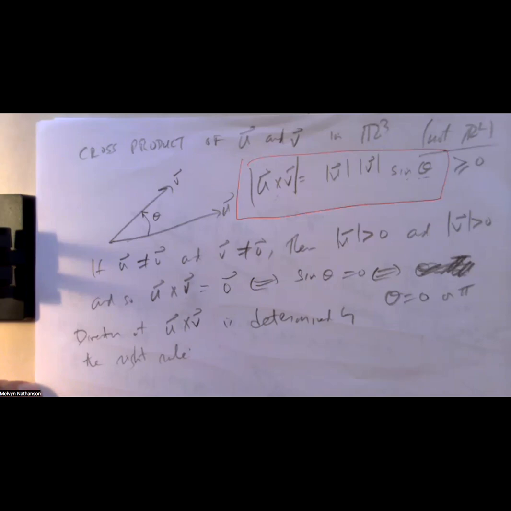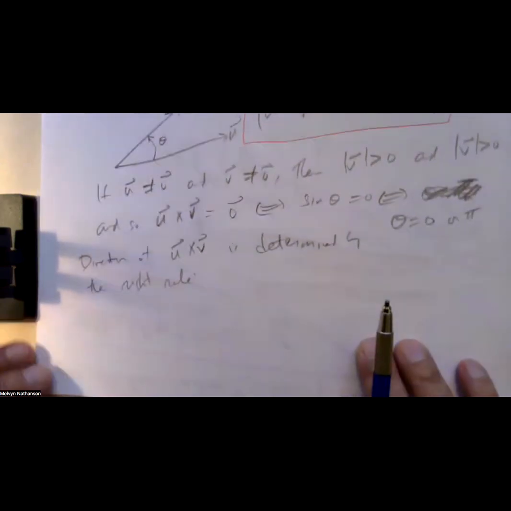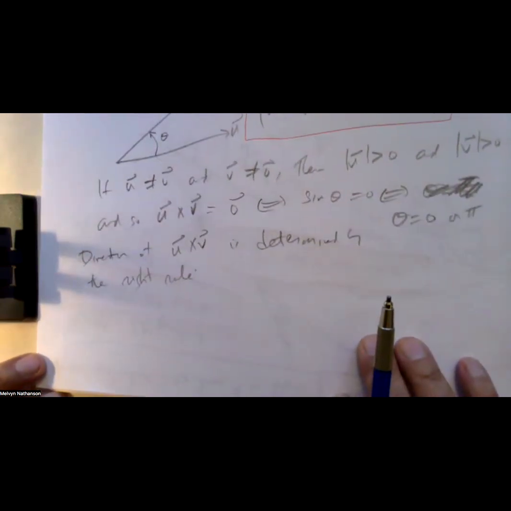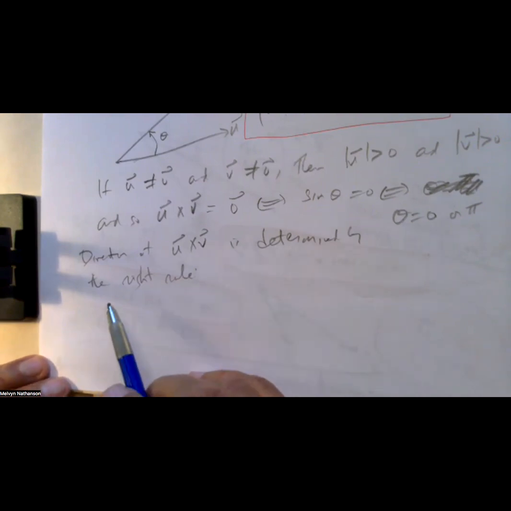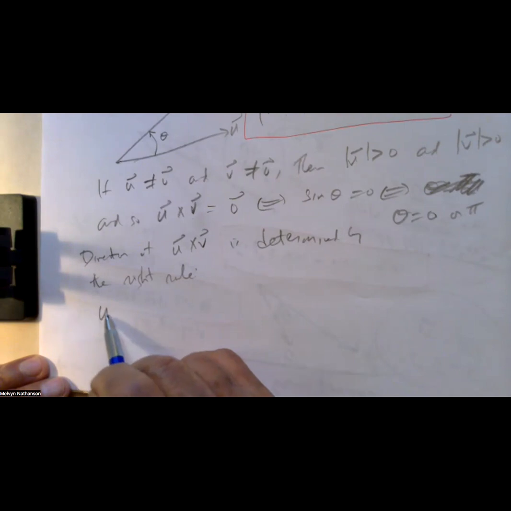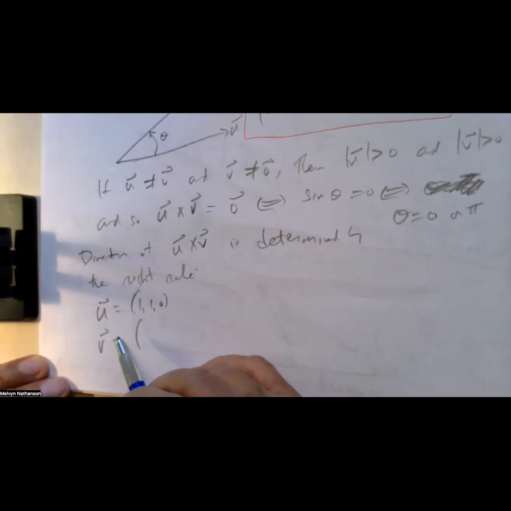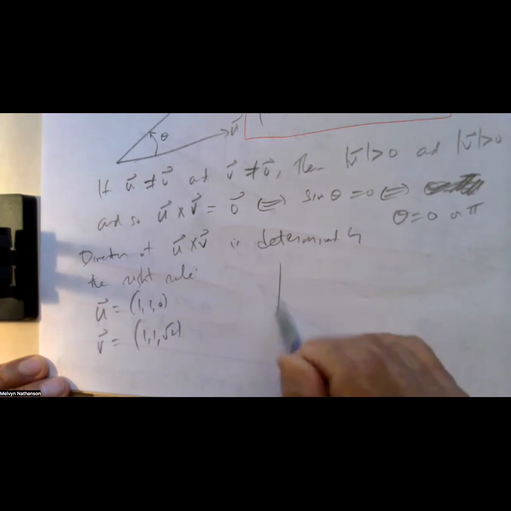Maybe I'll try to do one example. This is an example which is the first example in this section in the text. Suppose u is the vector 1, 1, 0, and v is the vector 1, 1, square root of 2.